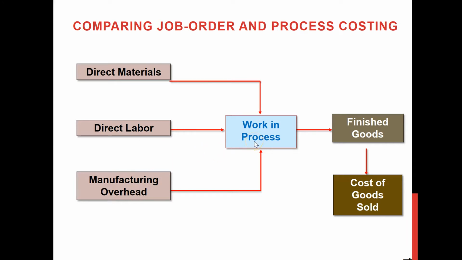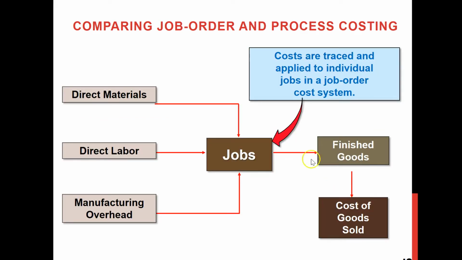So when the products are under production or in the production conveyor line, we call it work in process. Once the production process is done and the product is completely finished, we call it finished goods. And for a certain period of time, if you sell certain number of goods, you can check what is the cost of those goods that you sold, which we call cost of goods sold.